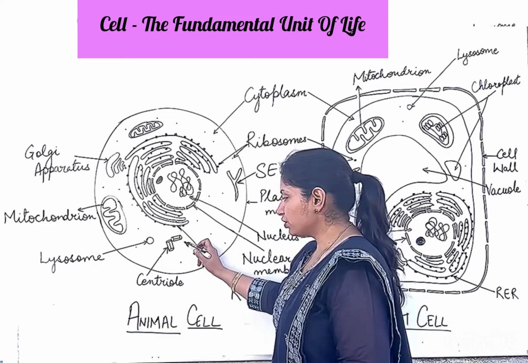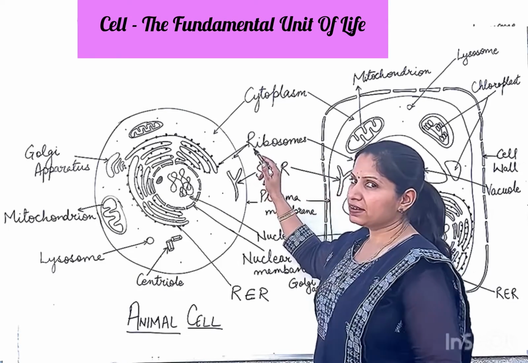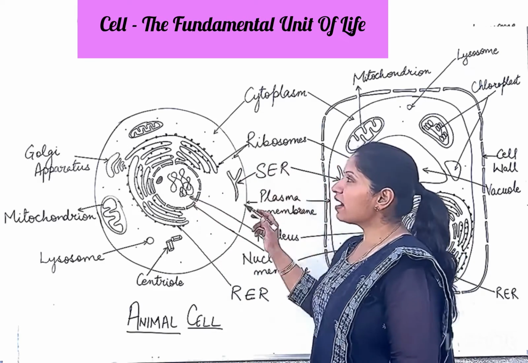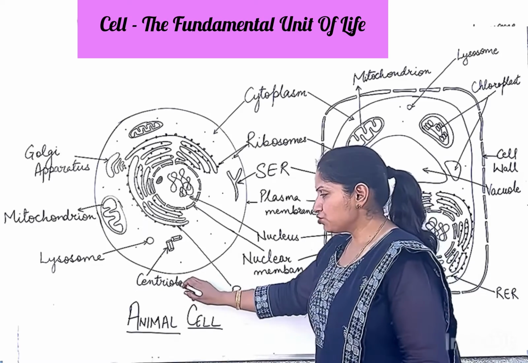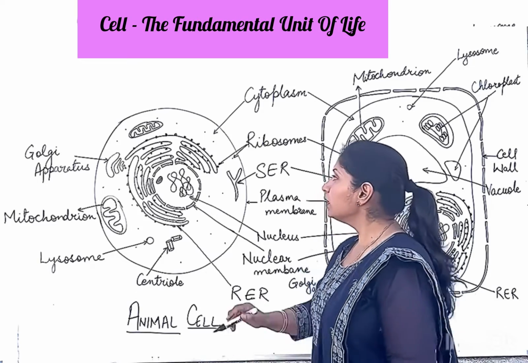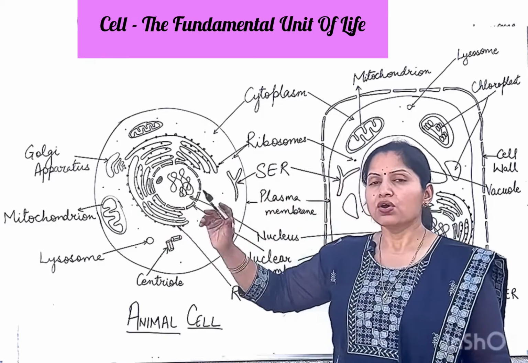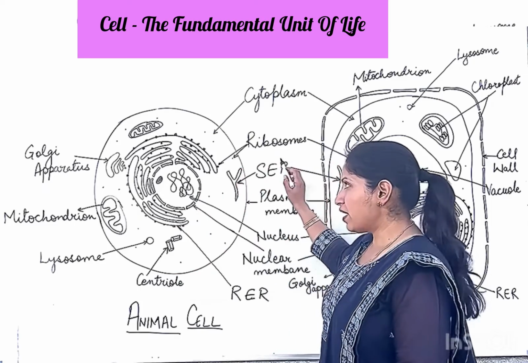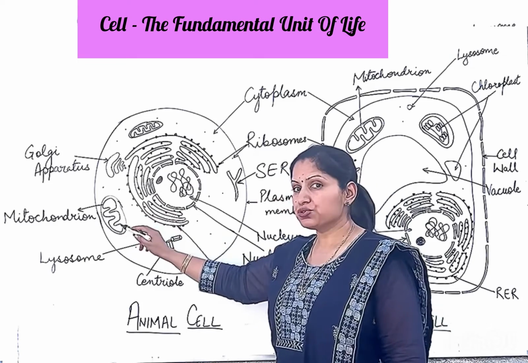So here we have drawn the centriole. Apart from that, ribosomes are there, which are the protein factory of a cell. These ribosomes do not have any membrane around them. So centrioles as well as ribosomes don't have any membrane around them, and the ribosomes are scattered all through the cytoplasm. Apart from that, ribosomes are visible on the rough endoplasmic reticulum as well as inside the mitochondria.